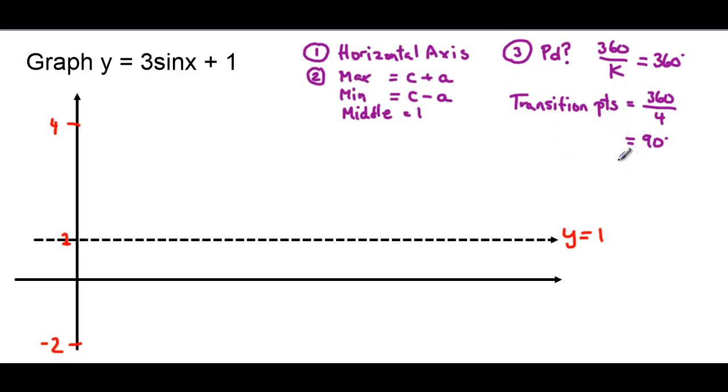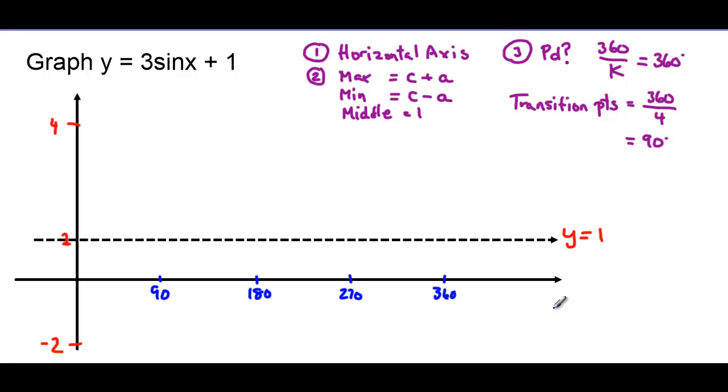Once we know how often we're going to have transition points, we now draw our scale on the x-axis. We are going to put a key point every transition point. So I'm going to have one at 90, I'm going to have one at 180, 90 later is 270, and then 90 after that is 360. Notice how I put the scale on the x-axis and not on the horizontal axis. We should rarely write anything on the horizontal axis because all our scales should go on the original x-axis and y-axis. Now that our scales have been completed, our last step is to now draw the curve.